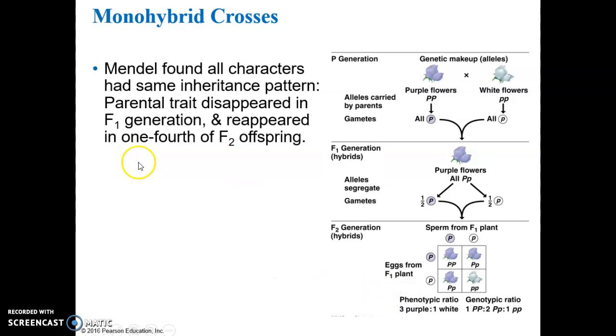So Mendel found that all the characteristics had the same inheritance pattern, followed the same rules of inheritance, where a particular trait disappeared in the F1 generation. In this example, flower color, the white color, which is referred to as recessive, and the color or the trait that was passed on and visible in the F1 generation is referred to as the dominant trait. And notice in the F2 generation, the recessive trait reappears.